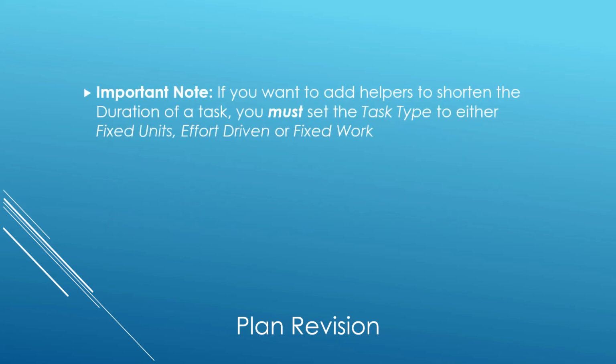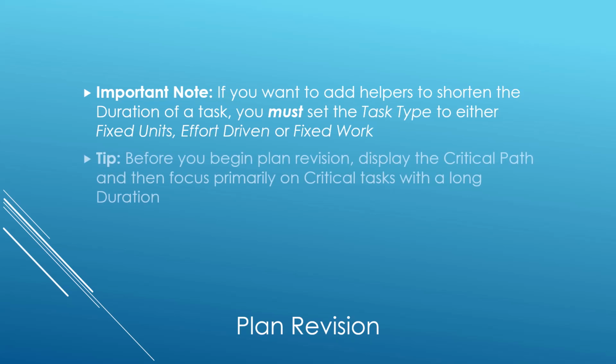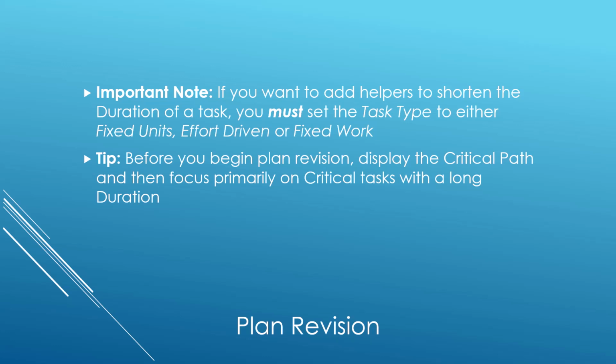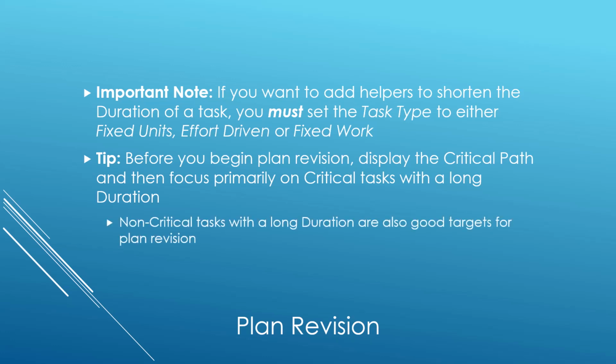Here's an important note for you. If you want to add helpers to shorten the duration of a task, you must set the task type for that task to either fixed units, effort-driven, or to fixed work. And here's a tip for you. Before you begin the plan revision process, first display the critical path and then focus your efforts primarily on critical tasks that have a long duration. Keep in mind that non-critical tasks with a long duration might also be good targets for plan revision.